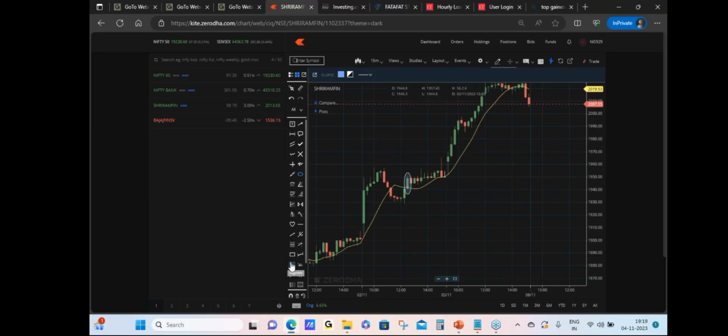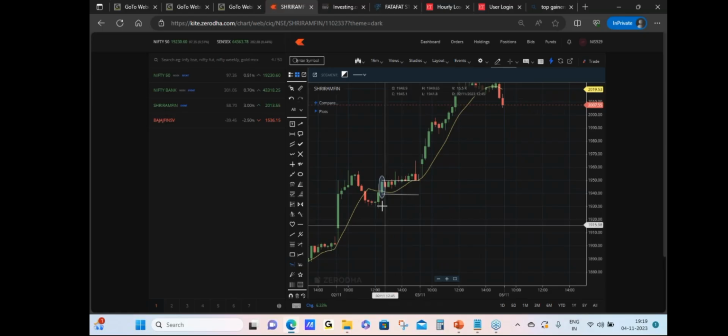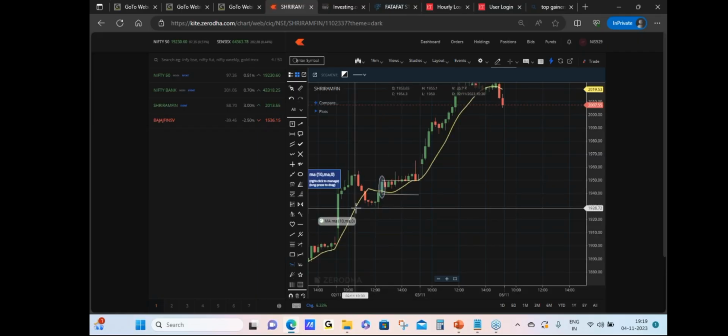Now, this is my reference candle. I'll mark the high and low of the candle. Whenever the high of the reference candle is breached, either by wick or body, you'll try to take a trade by keeping the low of the candle as stop loss.